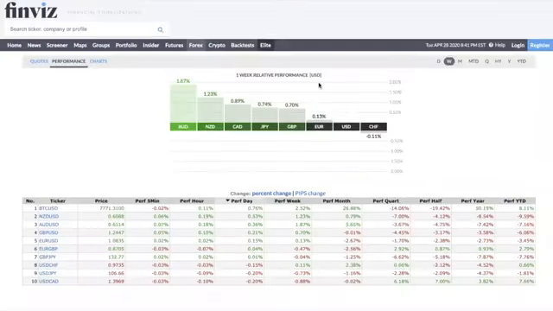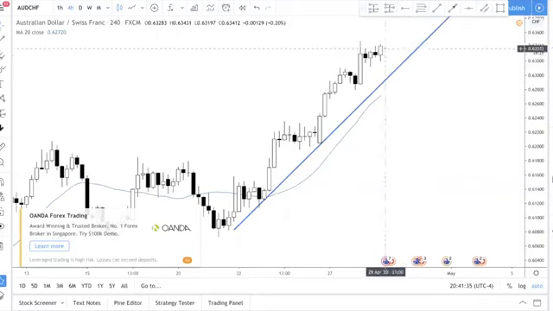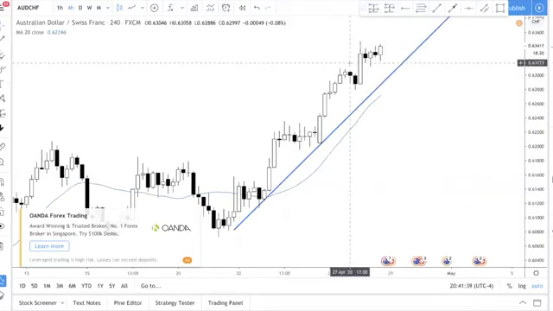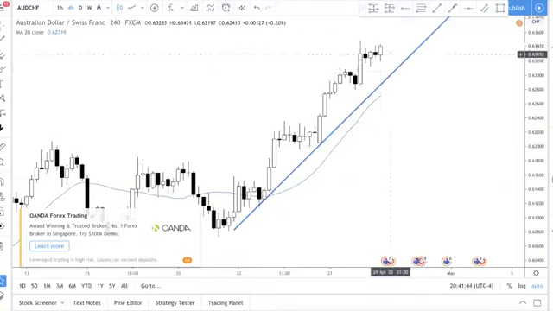So there's two ways to use it. Number one, you can follow the trend. In this case, Aussie franc, if you look at the charts, it's still, to me, a very nice uptrend. I would still be looking to buy, based on my own trading strategy. I won't go for the counter trend approach.